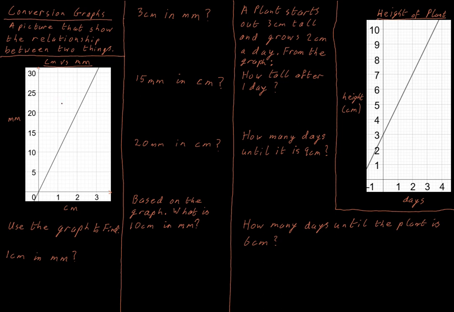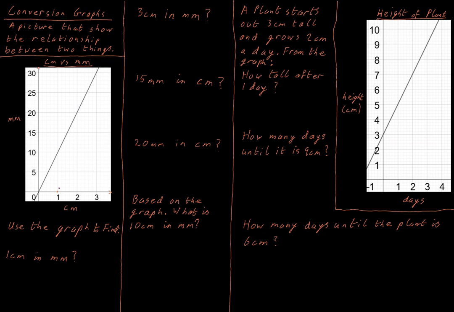Now, let's get into the question. We are asked to use the graph to find 1 centimeter in millimeters. Well, I know what the answer should be. It should be 10. But how would I look at this on my graph? Well, I'm told about centimeters. So I'm going to go to my centimeters line and I'm going to find 1. So there's 1 on my centimeter line.